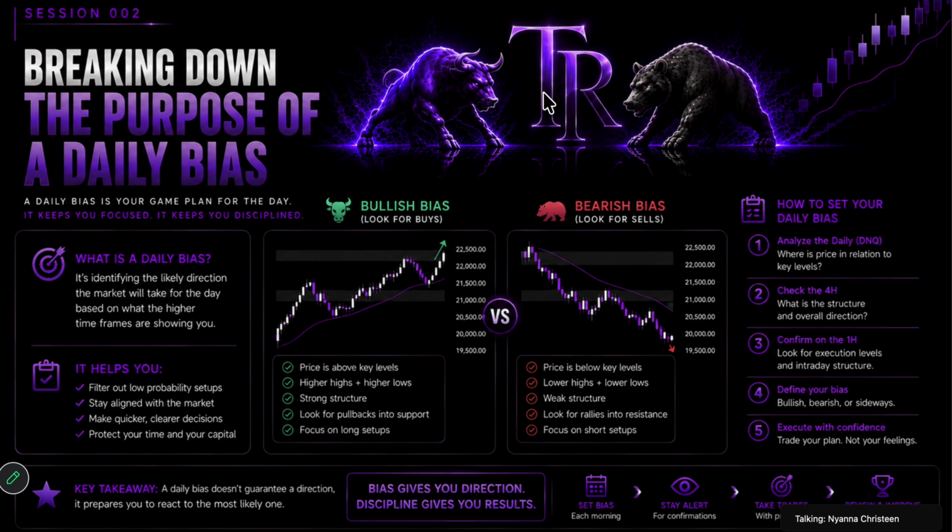Is it buys, sells, or are you neutral? And I want to make sure that I put an emphasis on the neutral. Neutral is still very valid. Neutral could be, I don't have a bias right now because price is consolidating. Or neutral could be, I don't like where price is right now, so today's a no trade day. Neutral is still valid. Sometimes the market isn't giving you any information to work with.